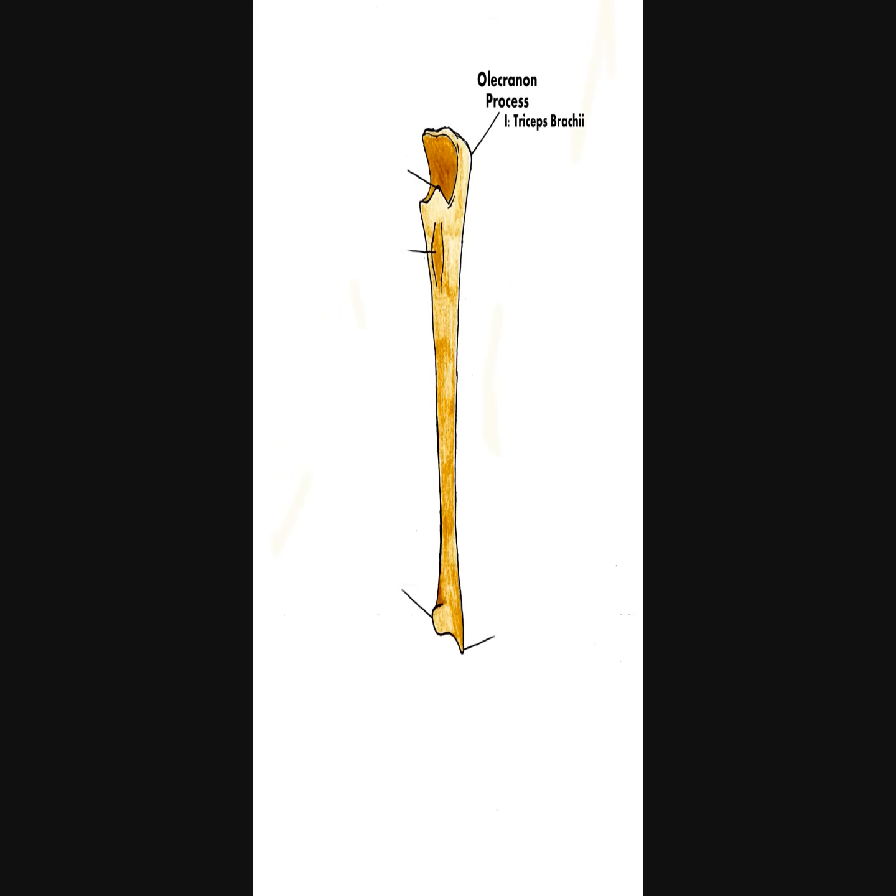Okay, the next structure we have is just below that. It's on the anterior side. This is the process that wraps around the trochlea of the humerus to make the elbow joint. It sounds like part of your scapula, pretty similar, just a couple letters off. This is the coronoid process. Coronoid, resembling a crown.